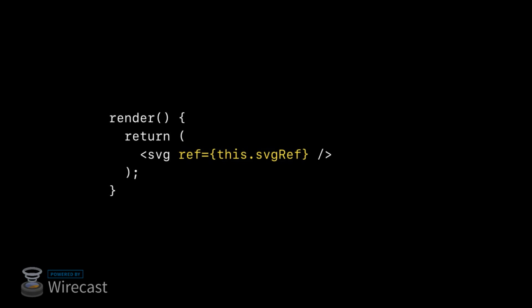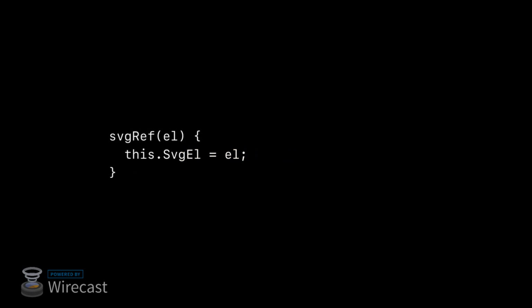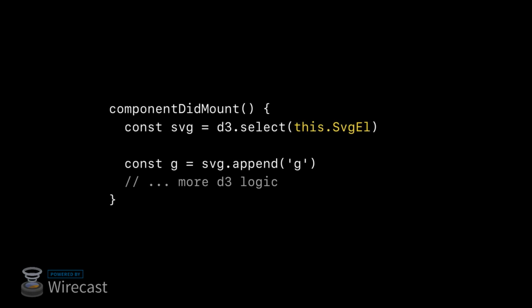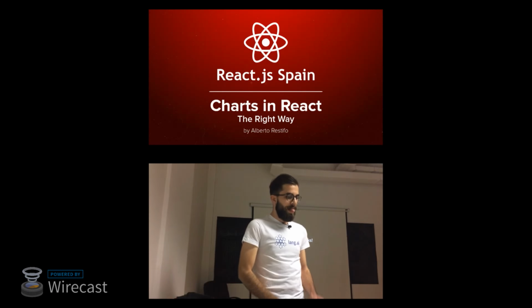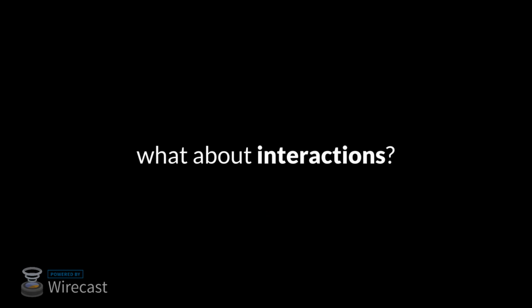Inside your render, you render an empty SVG element where you put a ref attribute. And inside of our ref function, we are saving inside our component a reference to the SVG element. Then in componentDidMount, we instantiate D3 select, passing our SVG. And then we just put essentially the code that we copy pasted from D3. And this works. So thank you, right? Done, right? Oh, no, wait a second.